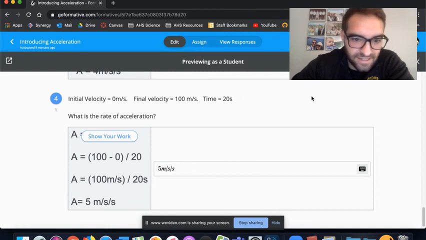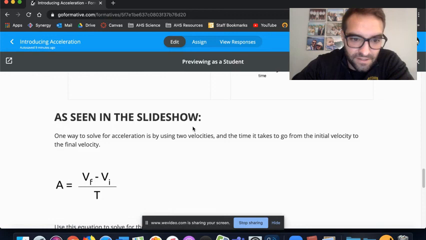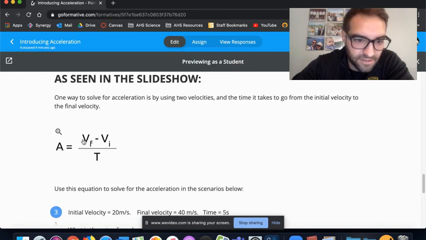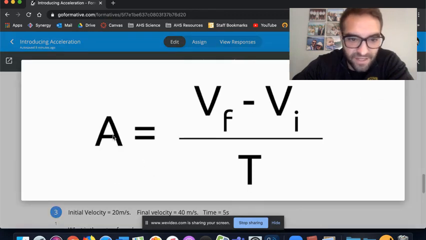Okay, that's the end of this tutorial. And again, we are using this equation here. A equals your final velocity minus your initial velocity over time.